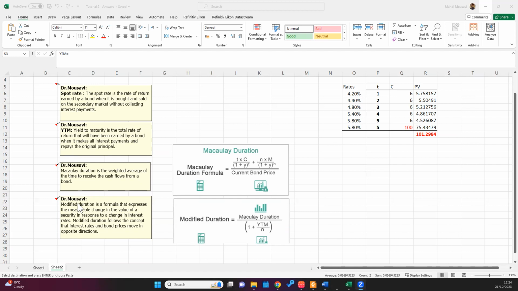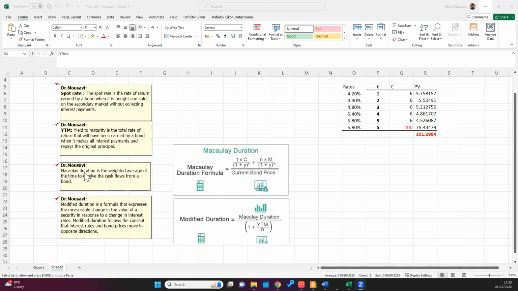Macaulay duration, as it comes from the formula, is actually the time that a cash flow of bond happens times the coupon, because the coupon is the cash flow of the bond, and it should be discounted by yield to maturity, plus the maturity of the bond, or the year that the par value happens, times the par over 1 plus y, which is yield to maturity in power of time to maturity. And all this should be divided by current bond price.